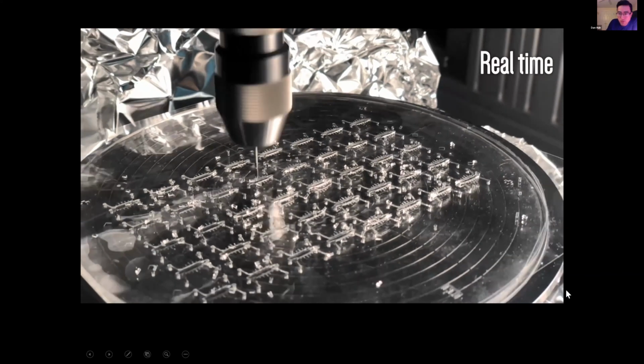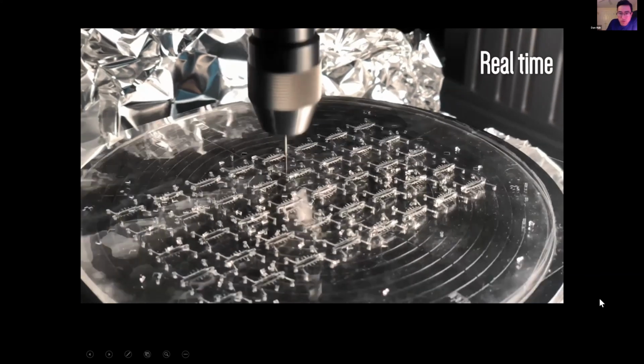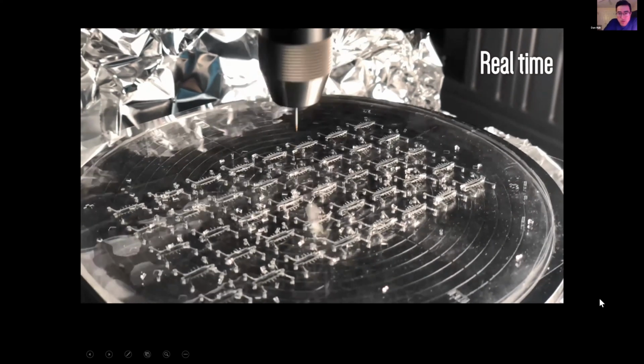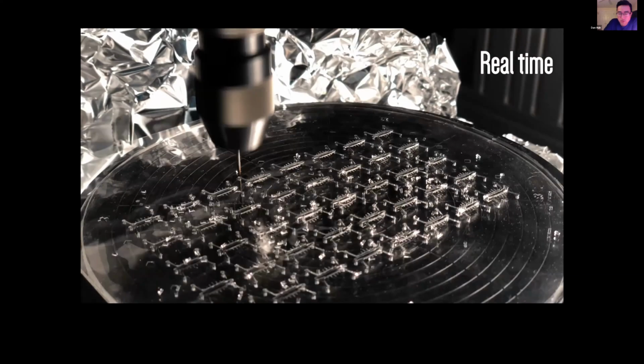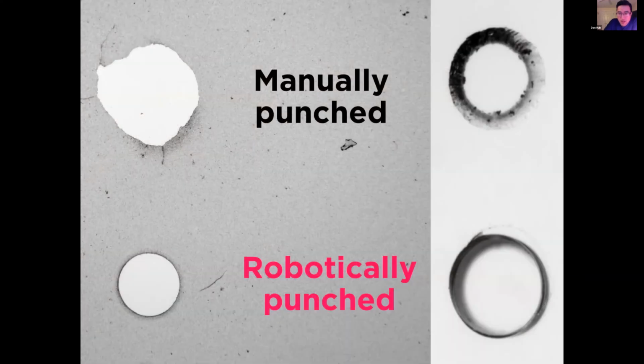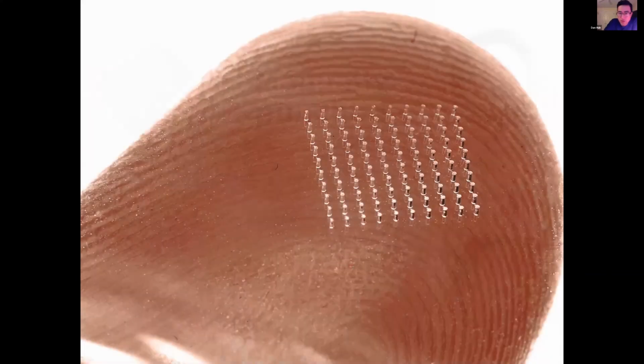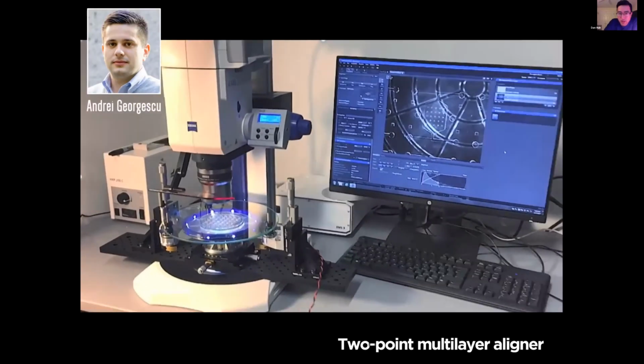This is a real-time movie of the hole punching. We can do this very quickly. We can go over 2,000 holes within 20 minutes. So we can go through a large number of devices very quickly, and it also significantly enhances the quality of the hole punching. We have very precise spatial control. This is Andrei's pinky finger. And we have multiple layers to bond and align.